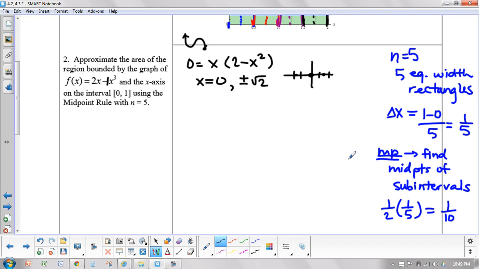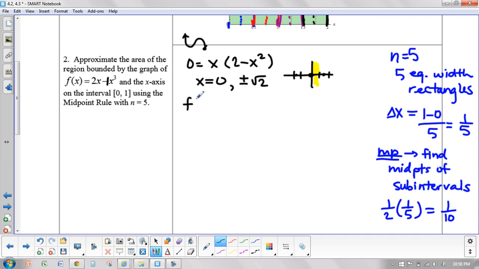So since you're only looking from 0 to 1, you want just this little region right in there. As long as you figure out just where it is at 1, if you find out it's above the axis at 1, you know it's going to stay above the axis the whole time, because the only time it's on the x-axis is at 0 and plus or minus square root of 2. So those are some algebra things that you might have to remember.